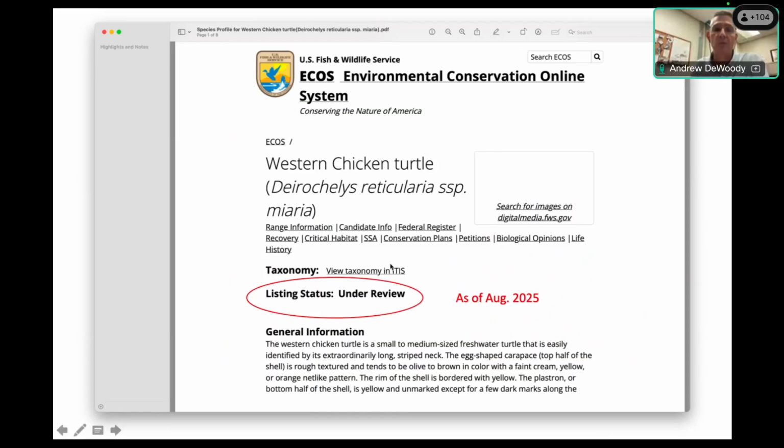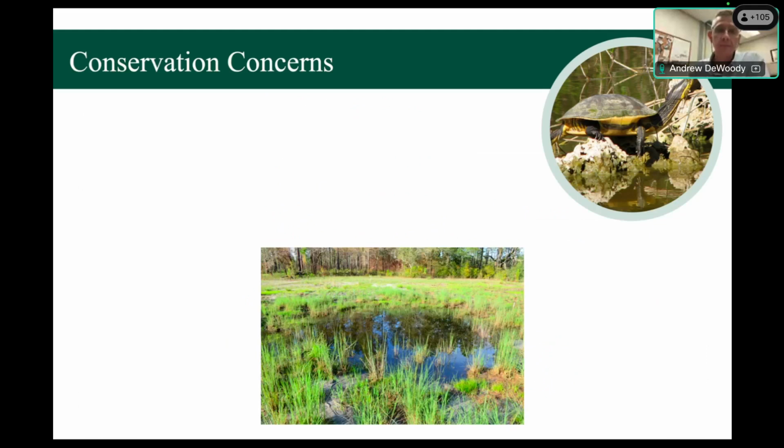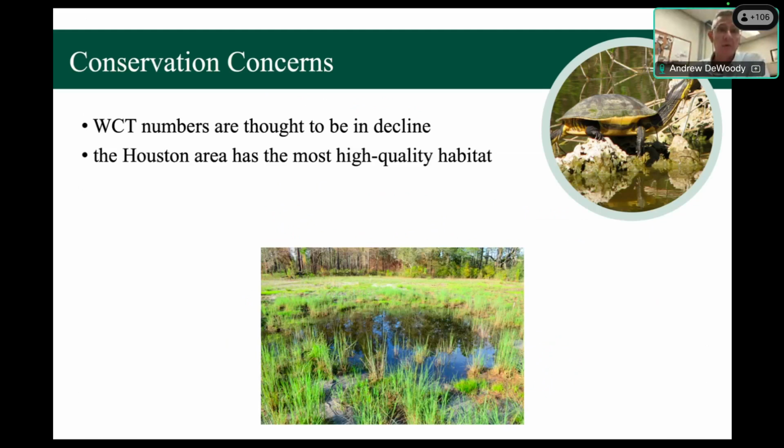And as of last week, this is still under review, according to Fish and Wildlife Service. And so we've been working with the state of Texas to provide them with some of the, what I hope are insights that have emerged from the genomics work to help them as they move forward with the management and conservation of this species in light of this ongoing status review. So the conservation concerns around western chicken turtles are largely due to the fact that their numbers are thought to be in decline. And a lot of that, I'm sure, is habitat related, right?